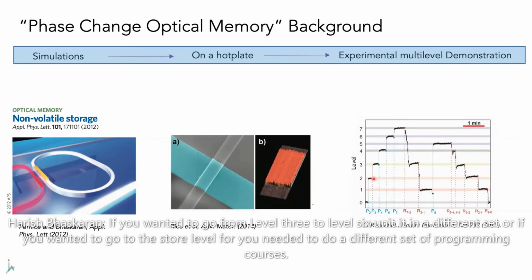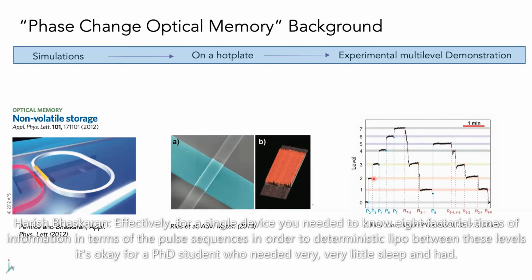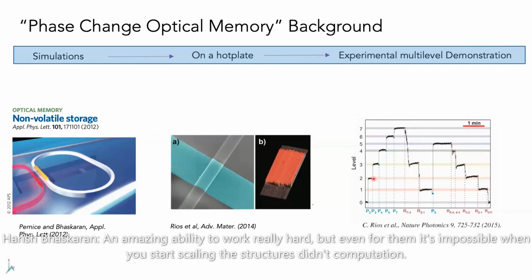If you wanted to go from level 3 to level 6, you needed to know a different set. Or if you wanted to go to level 4, you needed to do a different set of programming pulses. Effectively, for a single device, you needed to know 8 factorial times of information in terms of the pulse sequences in order to deterministically go between these levels. It's okay for a PhD student who needed very, very little sleep and had an amazing ability to work really hard. But even for them, it's impossible when you start scaling these structures to do computation.